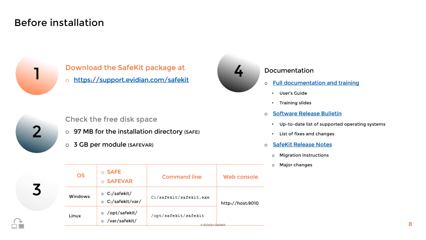In Step 4, for any help, review the 3 main documentation. The user's guide contains all technical information. The software release bulletin gives an up-to-date list of supported operating systems and a list of fixes.